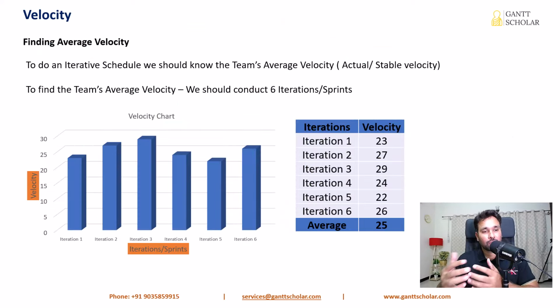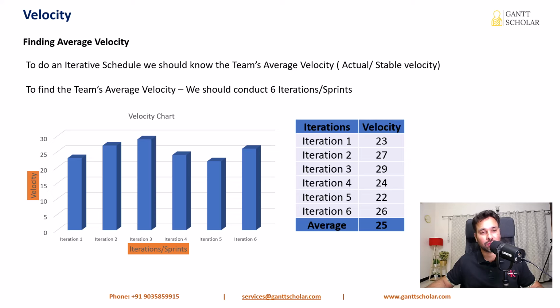Now let's talk about how to calculate the average velocity of the team. Well, we use velocity to do the planning, and so we should be very cautious with this number. Just because your team accomplished 30 story points in an iteration, it doesn't mean that they will do it in every iteration. So we have to factor in the uncertainties we have in the project, and therefore we need to measure the velocity of 6 consecutive iterations or sprints and do a simple average to find out the average velocity of the team.